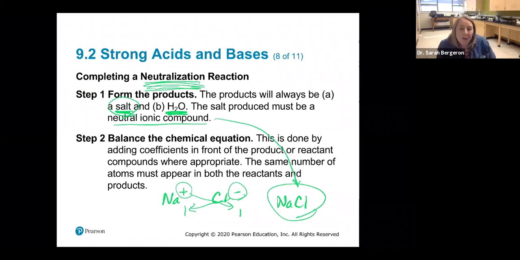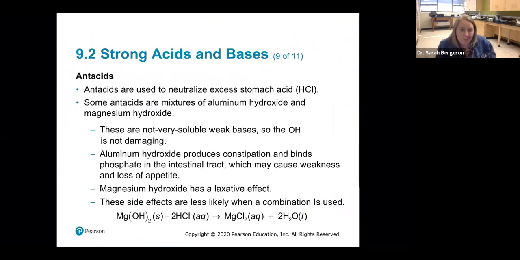And you can actually balance the equation by putting coefficients. So if you needed to, you can put coefficients out in front, but you cannot change the subscripts, right? Once you make that ionic compound, you can't change the subscripts. So just make sure it's balanced. So a lot of times there are cases where you have a lot of really strong acid or strong base and you need to neutralize it.